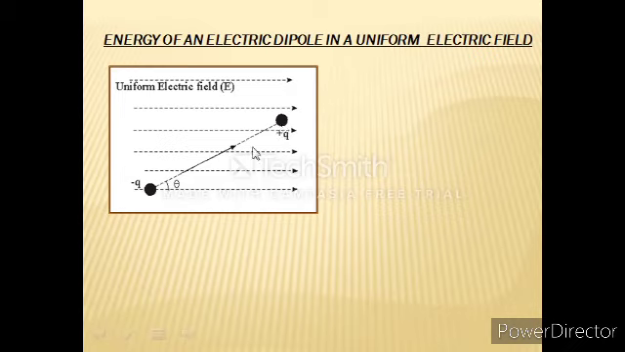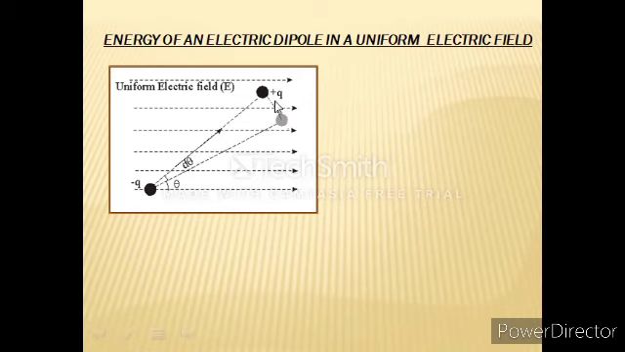Now here it is having some energy. Whenever work is done by an external agent, the energy of the system increases by the amount of work. Now suppose here we are turning this dipole by a small angle d theta from its initial position. This was its initial position. Here it was turned by a certain small angle d theta.